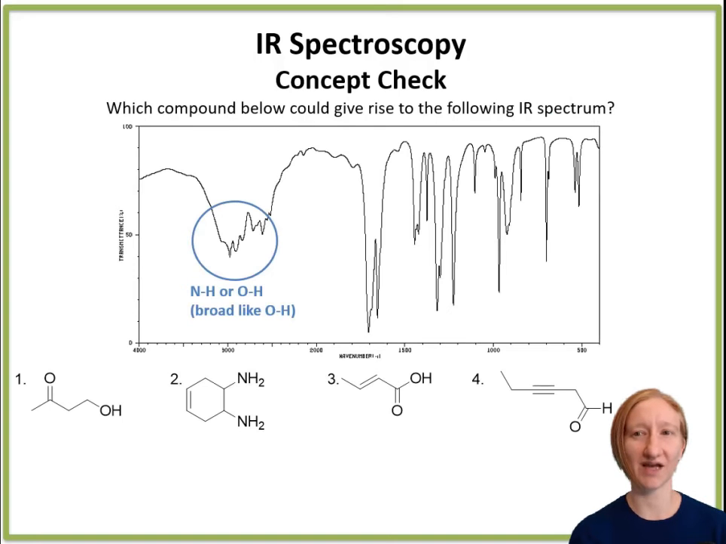Then moving to the right, I have what looks like a CO double bond stretch at 1700 wave numbers, and a CC double bond stretch at about 1650. The only structure given that has all of these functional groups is the third one.